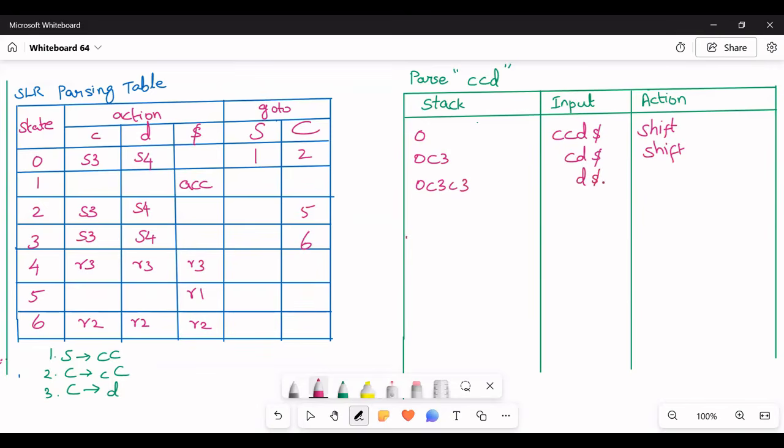Then 3 and D. 3D means shift 4. So we need to write shift and 4. So we have to shift D, then write 4. So remaining input is dollar alone. Now 4 and dollar. 4 comma dollar means reduce by production number 3. Reduce by C tends to D.